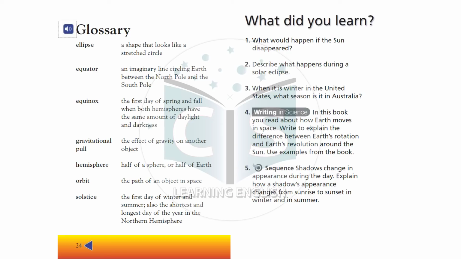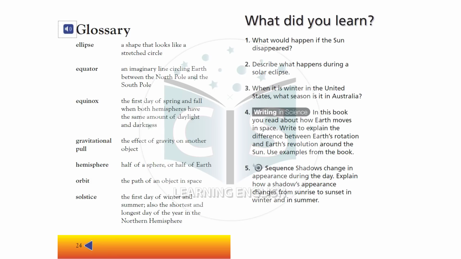Glossary. Ellipse. A shape that looks like a stretched circle. Equator. An imaginary line circling Earth between the North Pole and the South Pole. Equinox. The first day of spring and fall when both hemispheres have the same amount of daylight and darkness. Gravitational pull. The effect of gravity on another object.